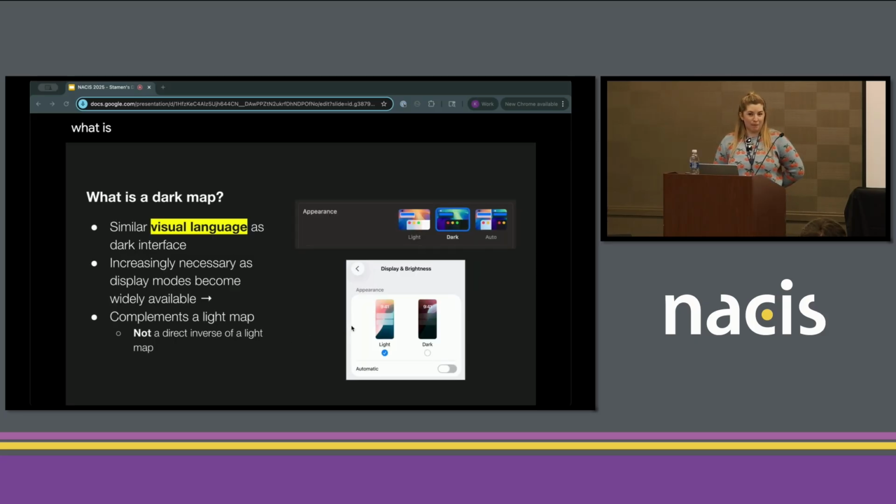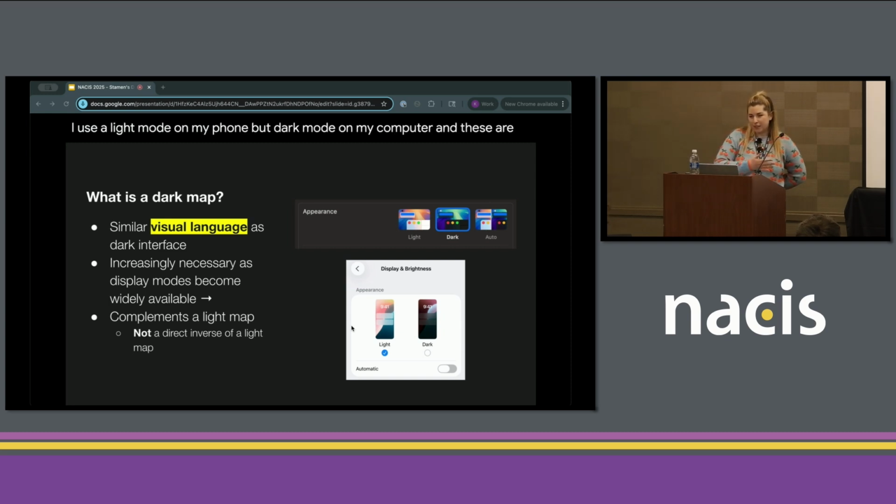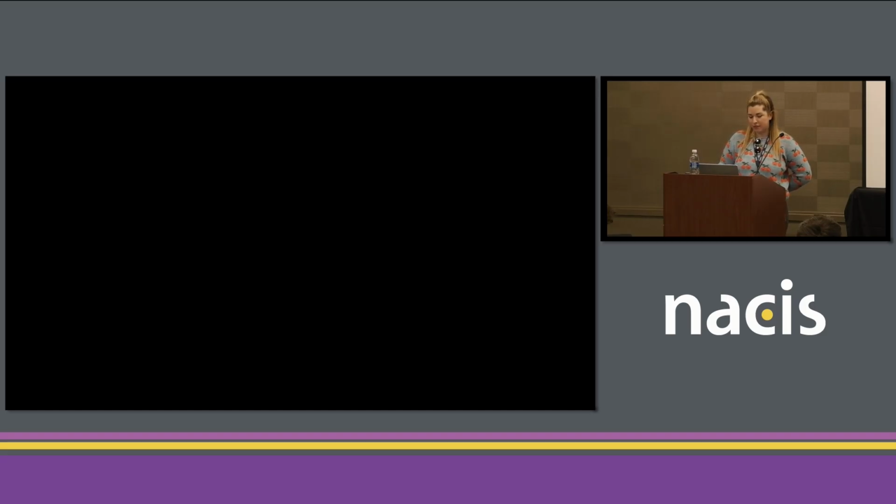So what is a dark map? I think it seems like this audience knows the answer to that, but in general, I would say it has a similar visual language as a dark interface, which is increasingly becoming more common, that you have options as a user. So you'll have different display modes like you'll see here. I'm weird because I use light mode on my phone, but dark mode on my computer. And these are Apple settings, but I'm sure other PCs and other systems have similar things.